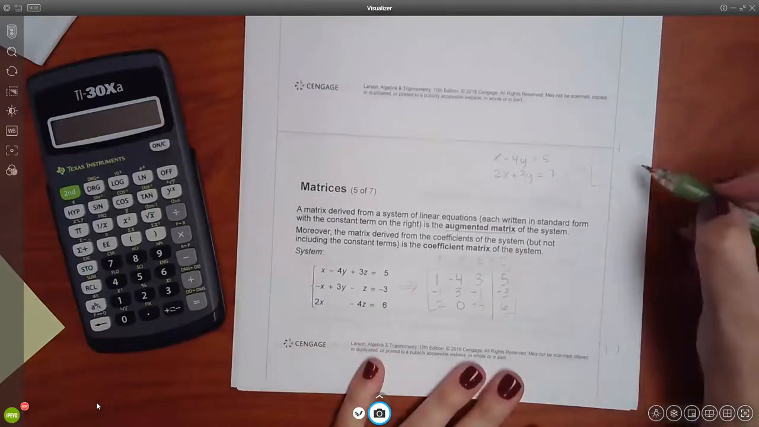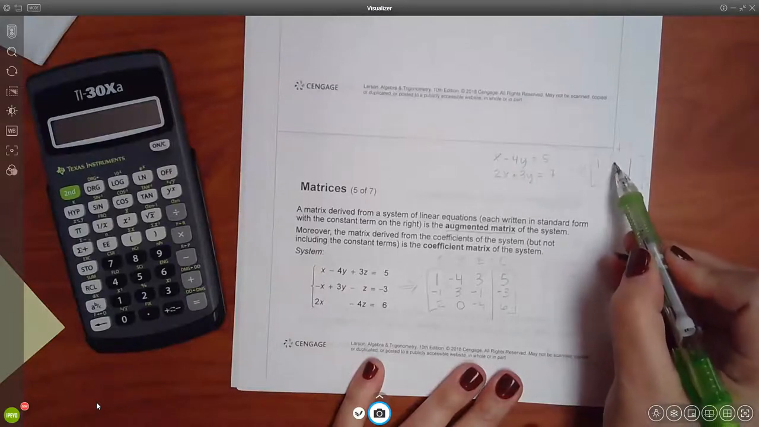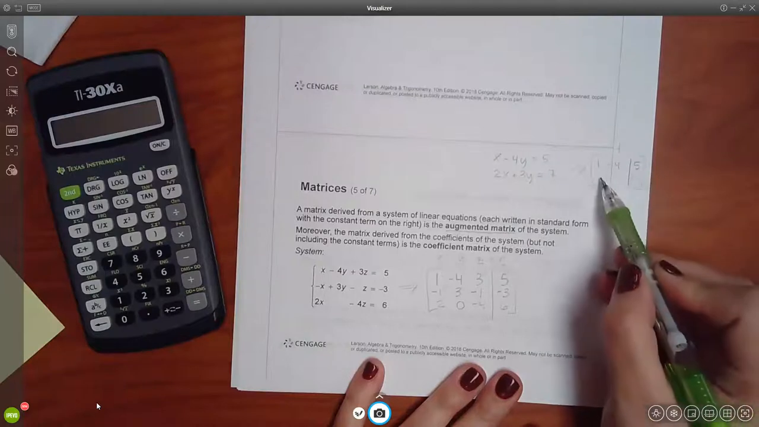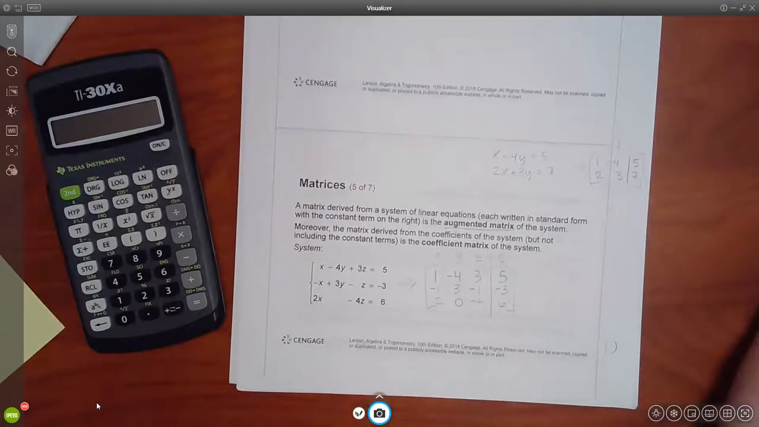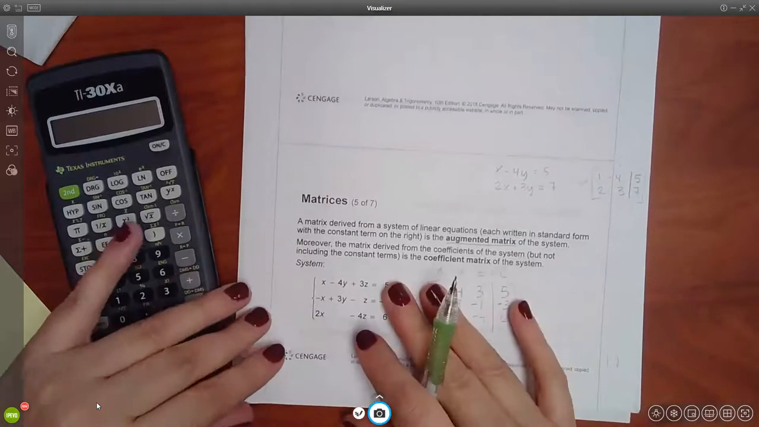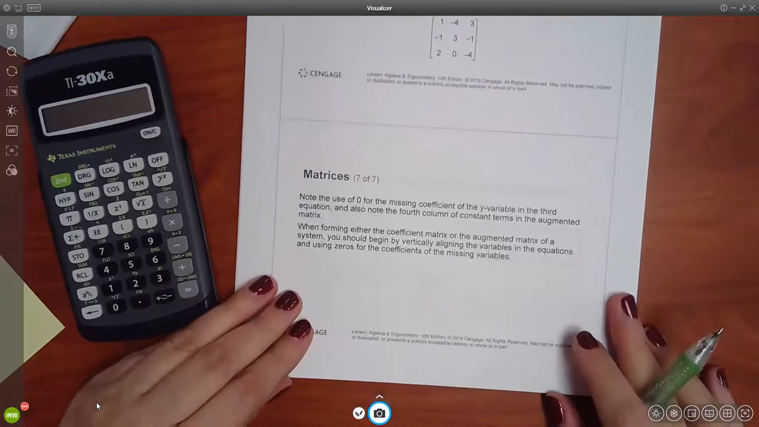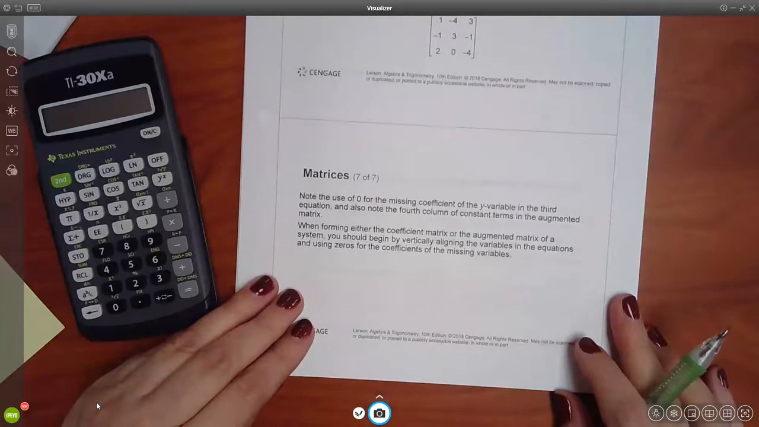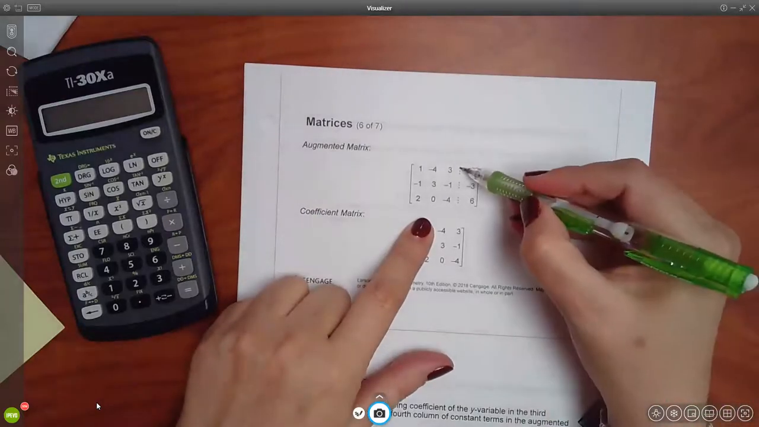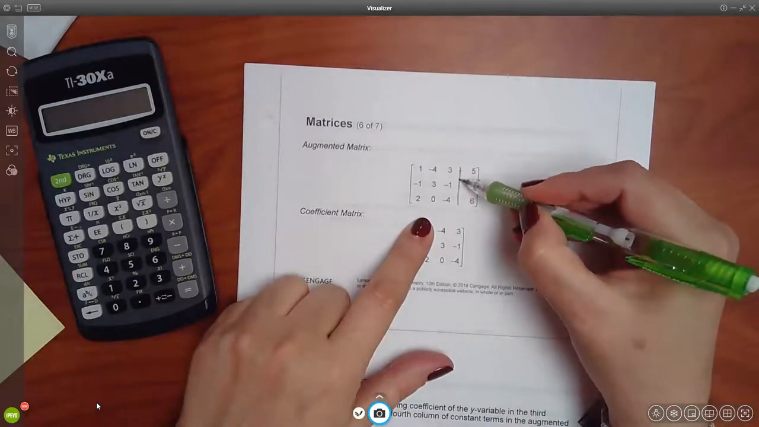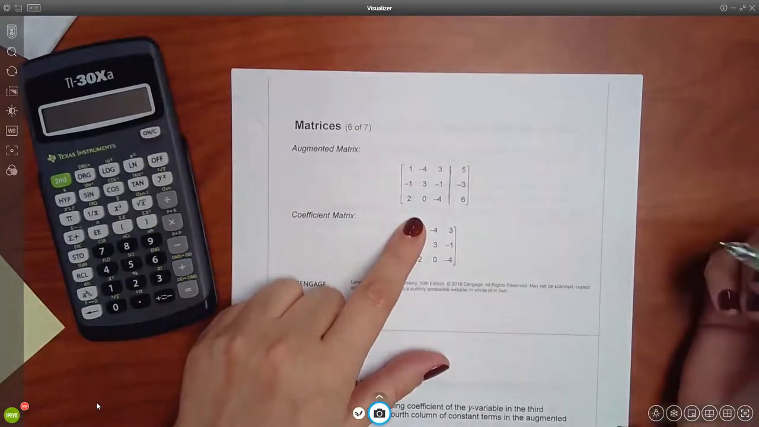So for this one, if I draw the line for my equal sign, my numbers would be 1, negative 4, 5, 2, 3, and 7. And that's the augmented matrix, okay? Oh, they just did it for me. Oh, this is the augmented matrix. I drew a line, I just did this, right? It's the same thing. I just drew a line to represent the equal sign, okay?